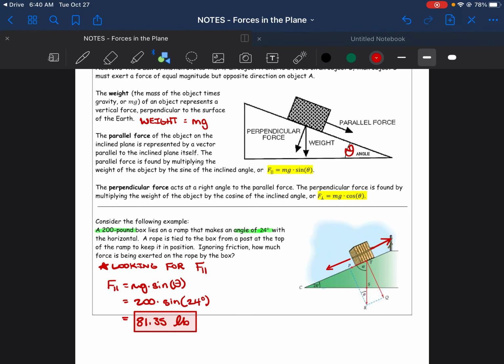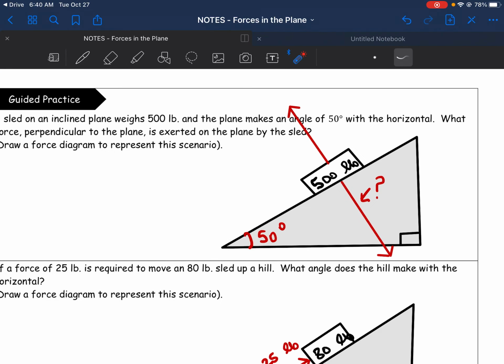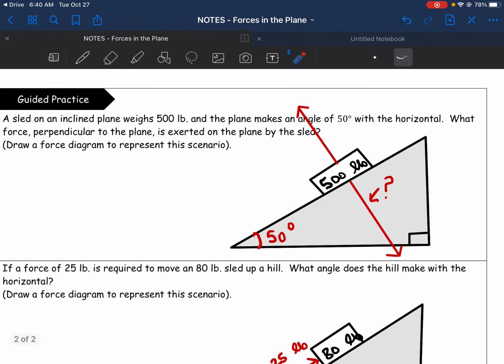Okay, so that would be the force being exerted on the rope by the box, or the parallel force. Let's try a couple more examples, and notice I've already got the diagram drawn in here to save us a little bit of time.